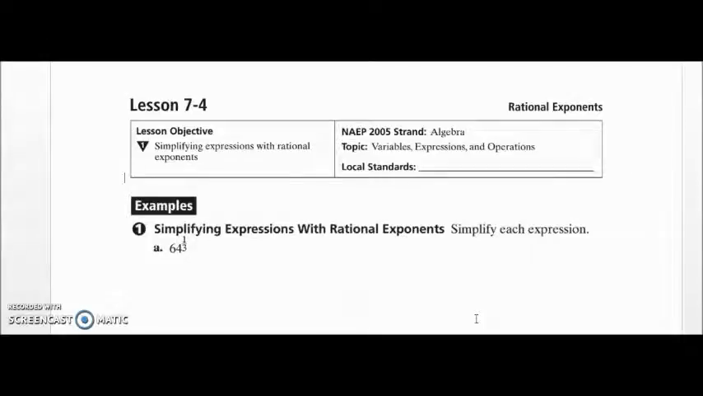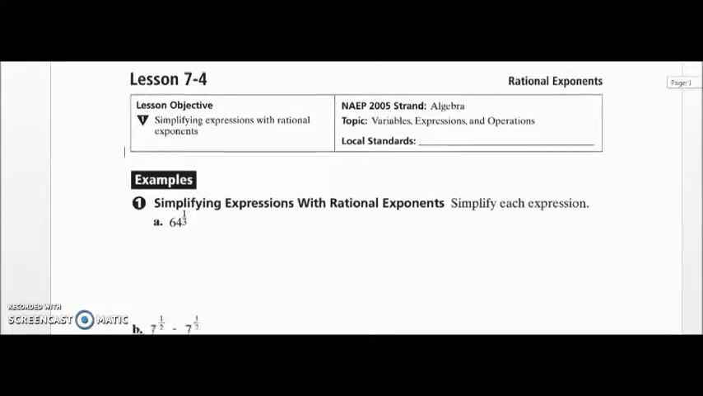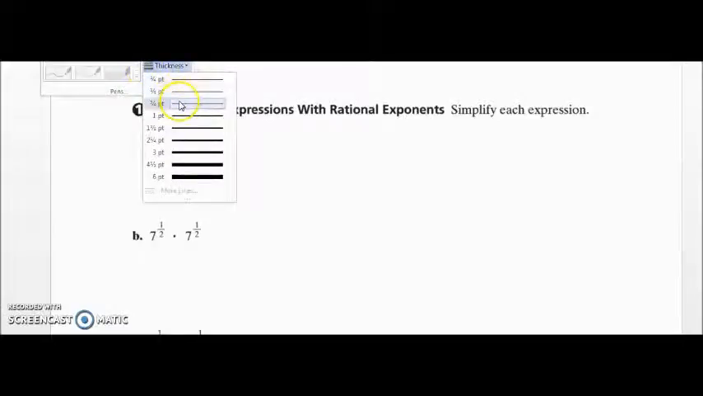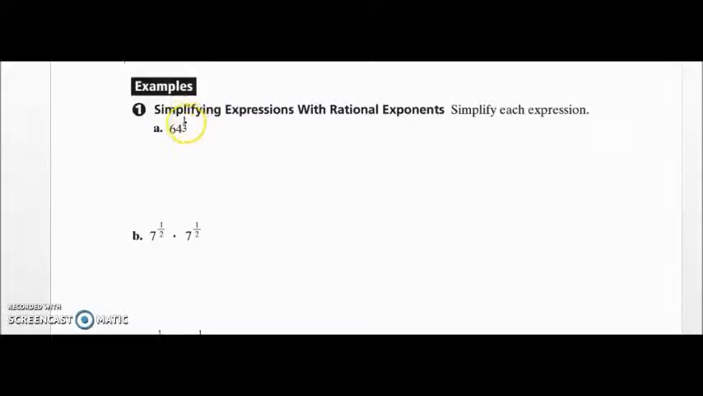Let's do lesson 7.4 on simplifying expressions with rational exponents. All right, this is some good stuff. Let's look at our first couple of examples. We want to simplify expressions with rational exponents. A rational exponent, rational is just another word for a fraction. So we just have fractions in the exponent, just like this.